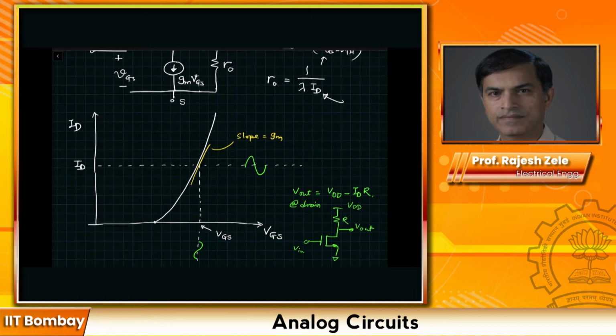One more thing to note here is, what is this parameter over here? This is VTH. The green arrow showing is VGS minus VTH, and we know that that's our DC biasing VDSAT.